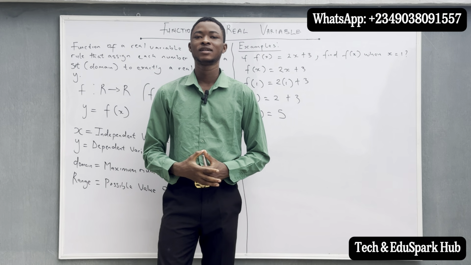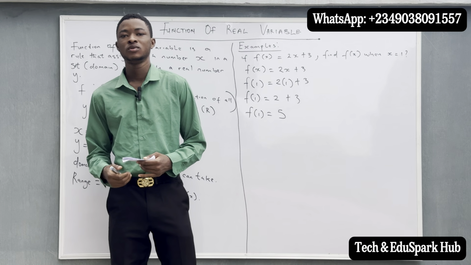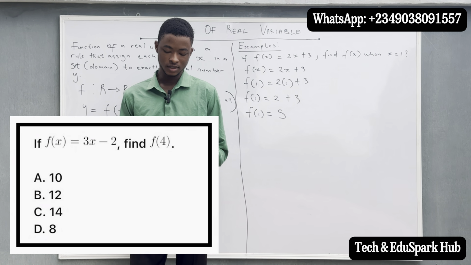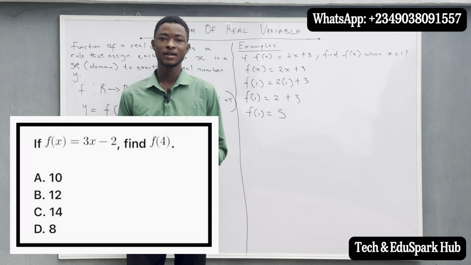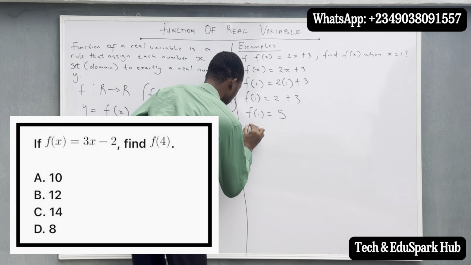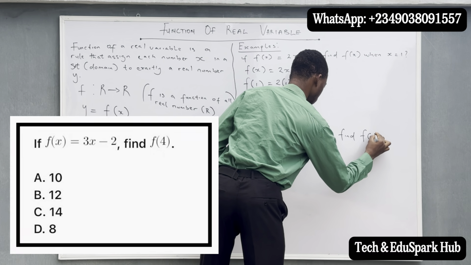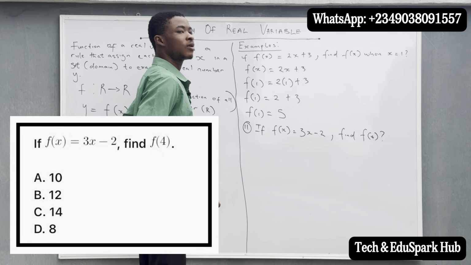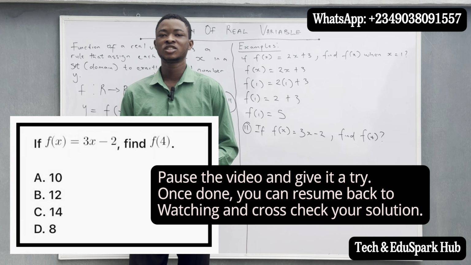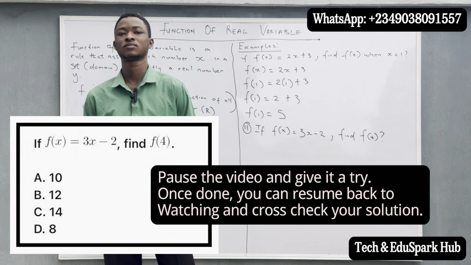So let's look at another example and see what we can do with that. Moving to the second example, it says that if f of x is equal to 3x minus 2, find f of 4. So let's just write this down. Can you try to attempt this before I solve it? Pause this video and try this question, and when I solve it, you mark yourself if you are correct or wrong.